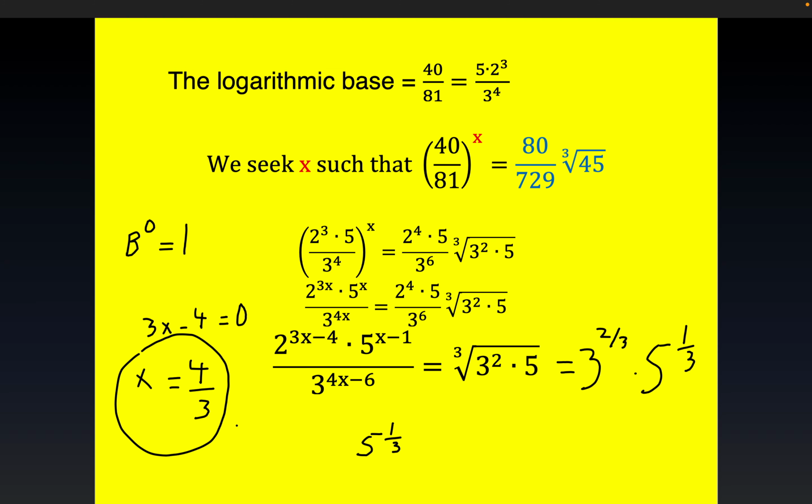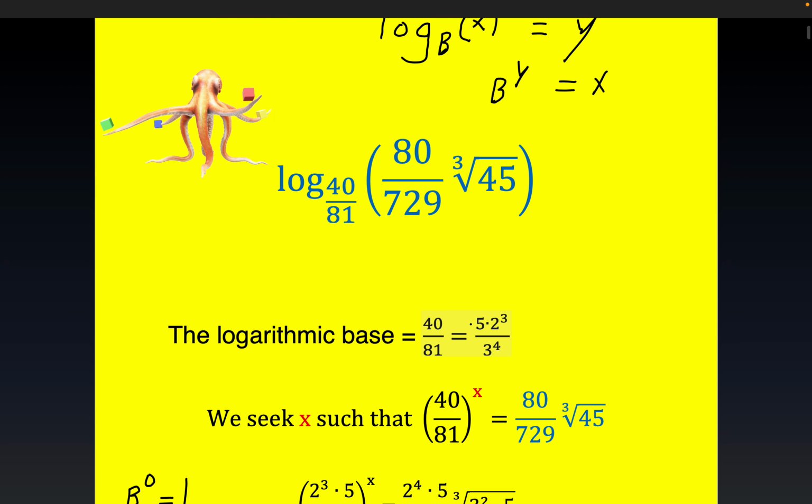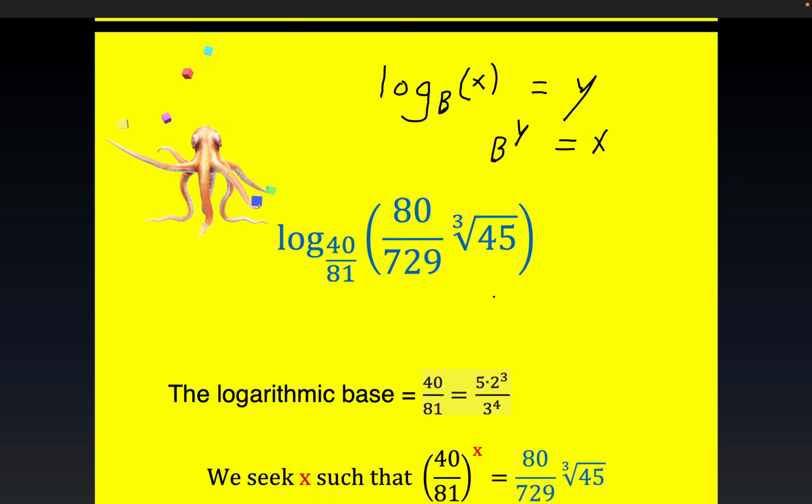We are done. And I like this problem quite a bit because it's highly tempting to try to use properties of logarithms rather than just revert back to the definition. So this is equal to 4/3.